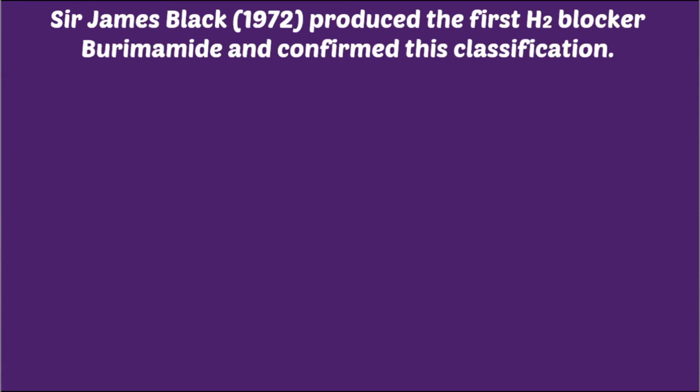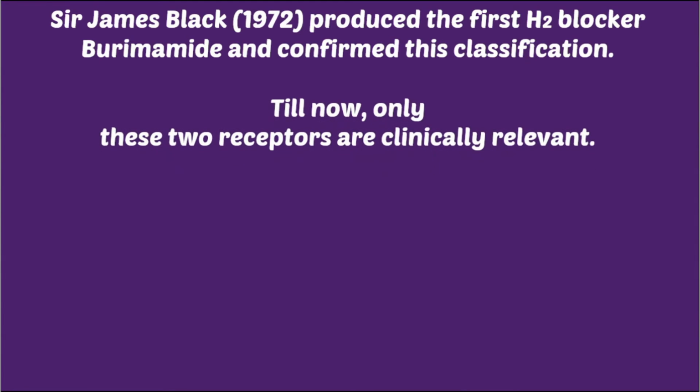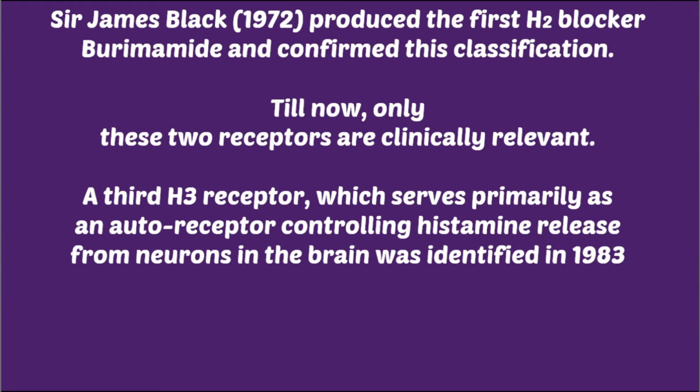Sir James Black in 1972 produced the first H2 blocker, that is Burimamide, and confirmed this classification. Till now, only these two receptors are clinically relevant. A third H3 receptor, which serves primarily as an autoreceptor controlling histamine release from neurons in the brain, was identified in 1983. Right? So this H3 receptor is an autoreceptor.